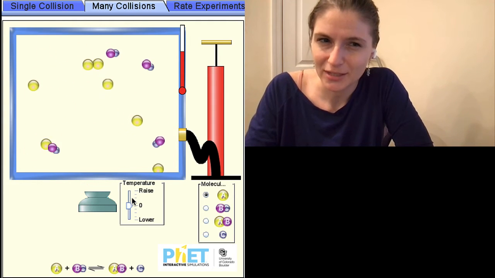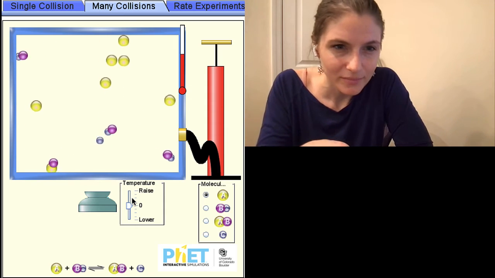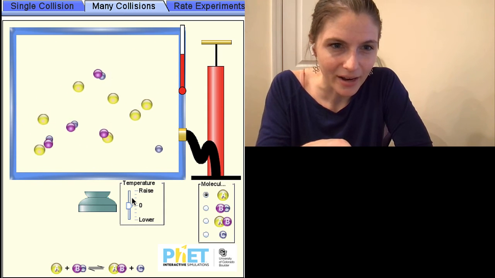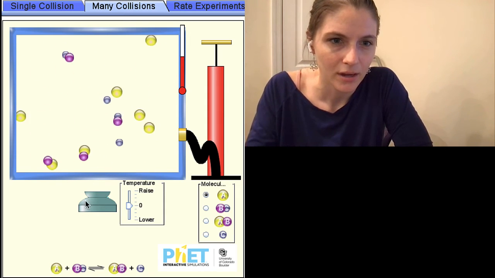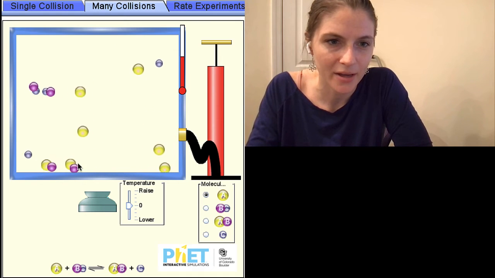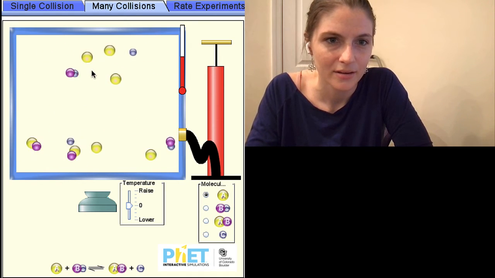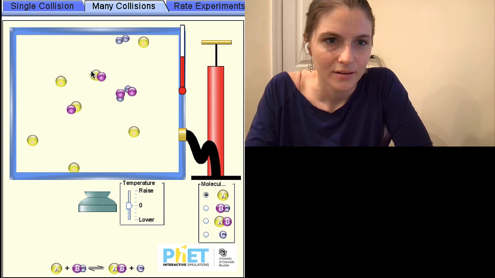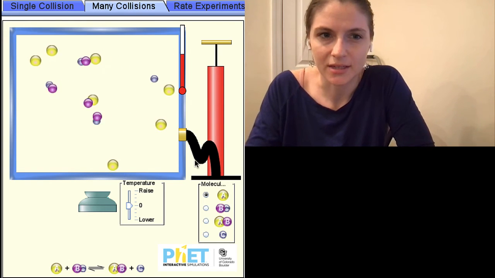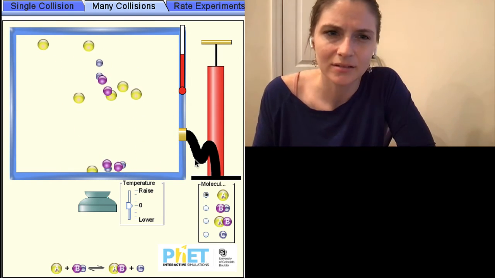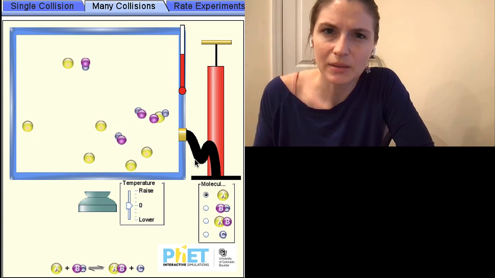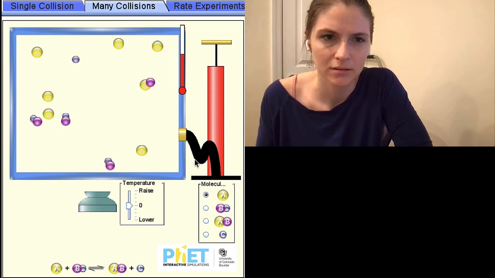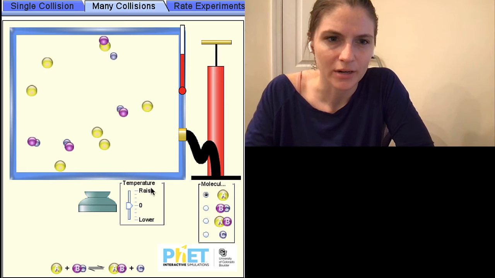You can almost think of these like billiard balls, like pool. Oh, what? Something happened there. I see a new compound right here. I see A bonded to B. I see another one there. So increasing the temperature, increasing the speed of the particles seems to have increased how many of these particles were reacting.